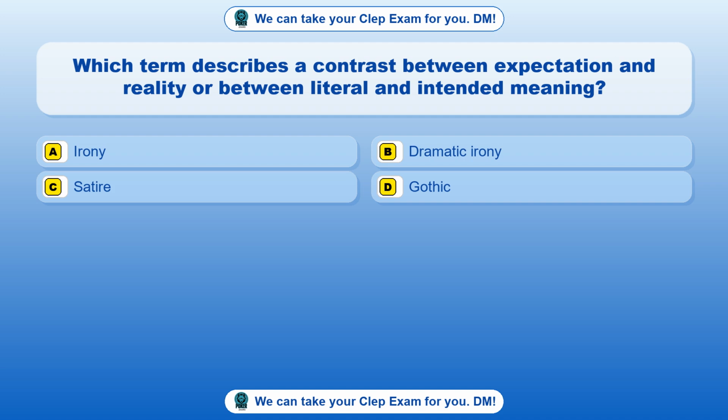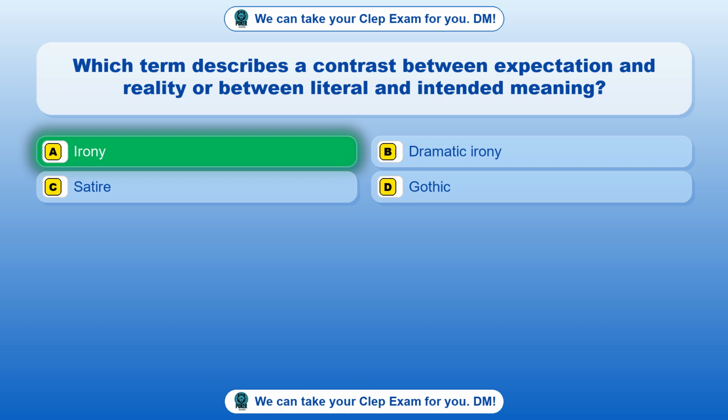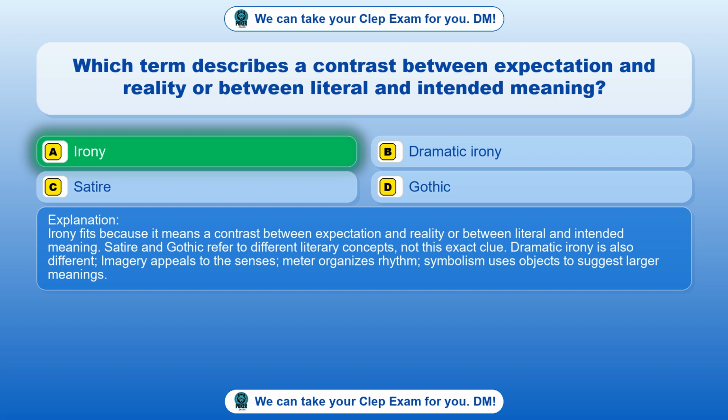Question 97. Which term describes a contrast between expectation and reality or between literal and intended meaning? Option A. Irony. Option B. Dramatic irony. Option C. Satire. Option D. Gothic. The correct answer is option A. Irony. Irony fits because it means a contrast between expectation and reality or between literal and intended meaning.